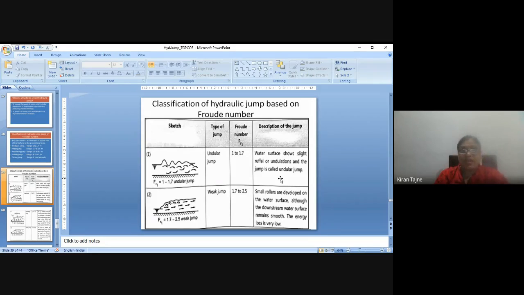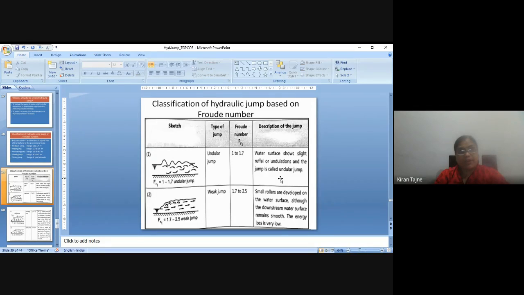So these are some figures, sketches of different types of jumps. The first figure shows the undular jump. Froude number is 1 to 1.7. Small undulations or slight ripples are formed on the surface of the water, and that jump is called an undular jump. Then second is a weak jump. It is 1.7 to 2.5.